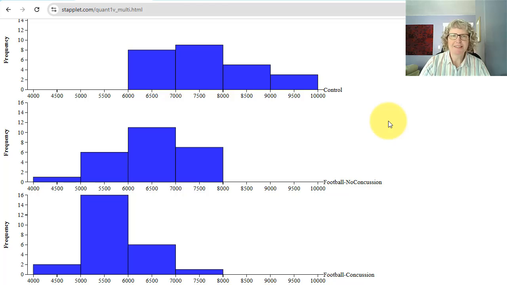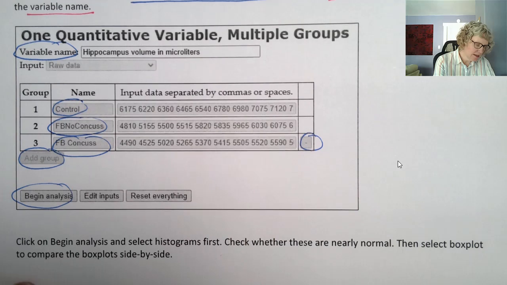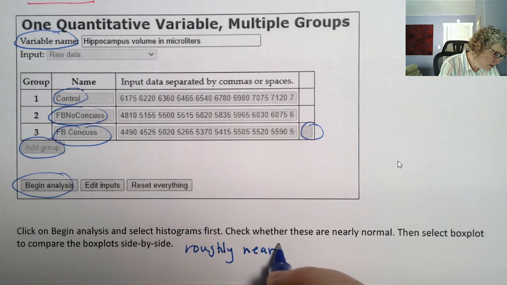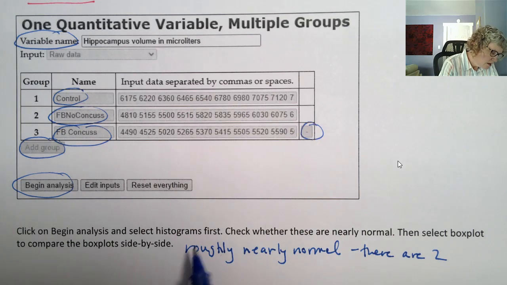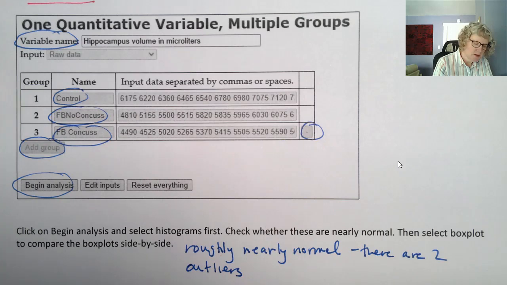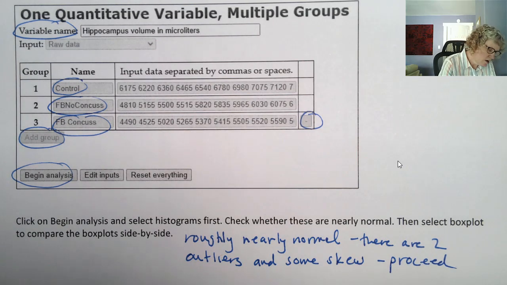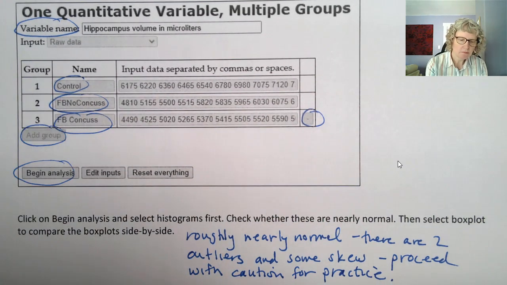I would say proceed with caution. I want to do this example. So I'm going to say roughly nearly normal. There are 2 outliers and some skew. So I'm going to say proceed with caution for practice. Okay, now let me see what's on the next page.